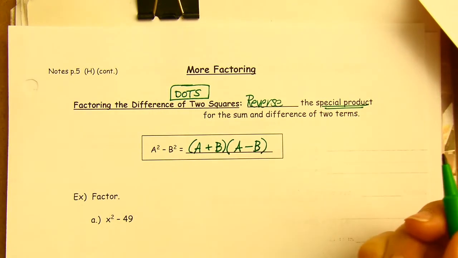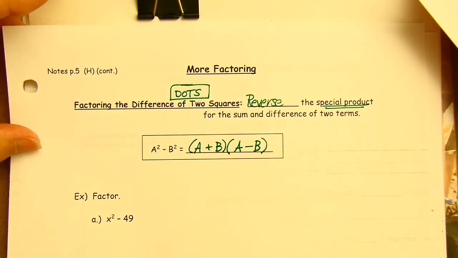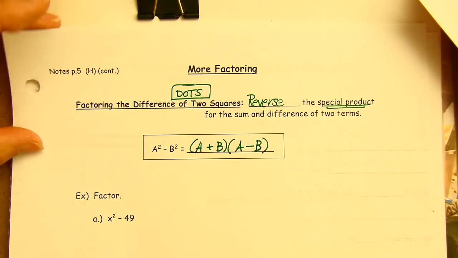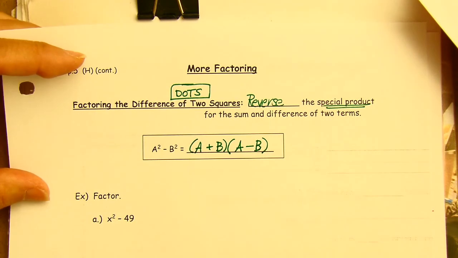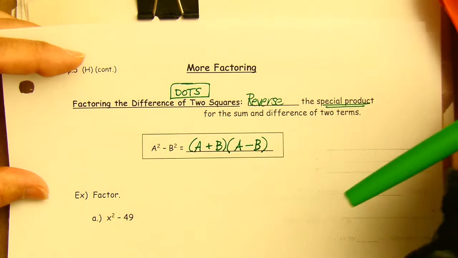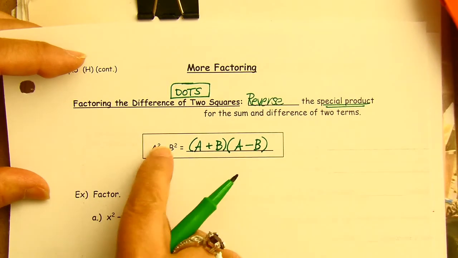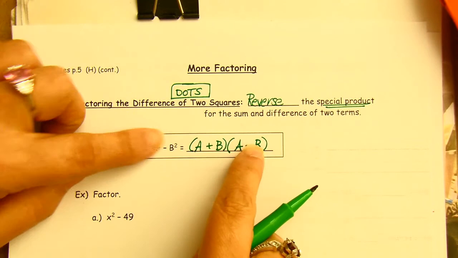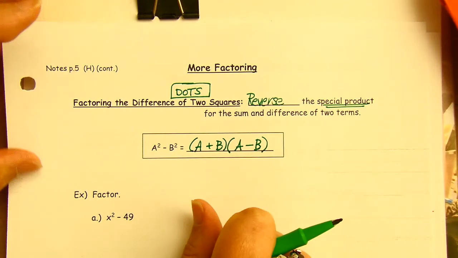Okay, and again, on any type of assessment, I would have a formula sheet for you to help you with the factoring. However, you have to understand what the formulas mean, because I don't tell you what they mean. I don't give you this part. I just give you this part. So when you see this, you should know this is how the difference of two squares factors.